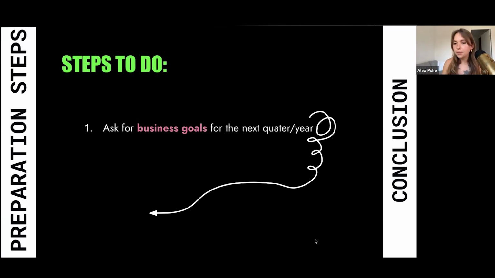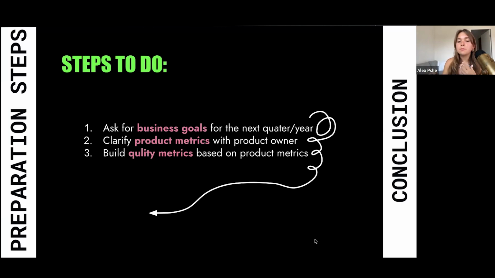all these business goals. After that, you should clarify product metrics with the product owner and build quality metrics based on these product metrics. Or if you have a QA lead, he or she definitely has to be aware of all these metrics. If not, you can try to push them a bit to clarify all these important things. And finally, we set up quality gates based on the quality metrics. Why do we need it? Because it's an important part of our CI/CD pipeline.